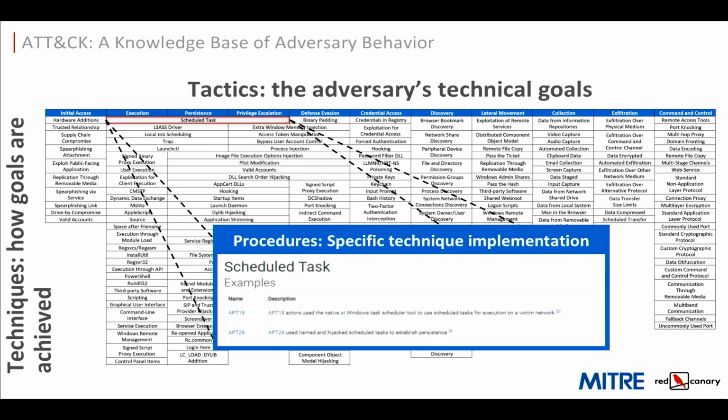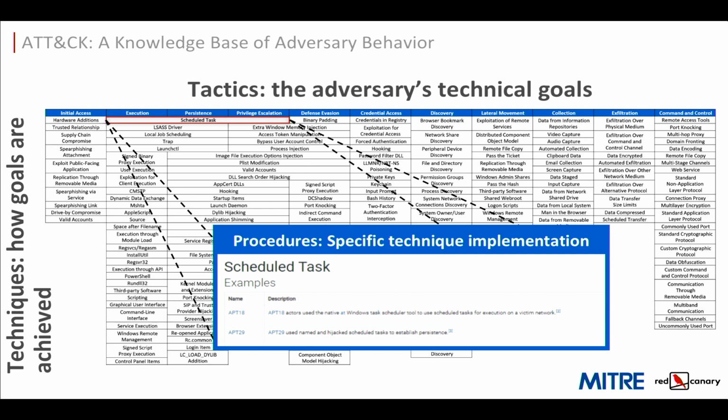So what is ATT&CK? Never heard of it. Simply stated, it's a knowledge base and a framework of adversary behavior. So what are the things adversaries are doing? We break it into this matrix view, which is the way a lot of people look at it. Across the top, we have what we call tactics, which are the adversary's technical goal. Things like how do they gain initial access? How do they move laterally? How do they persist in an environment?